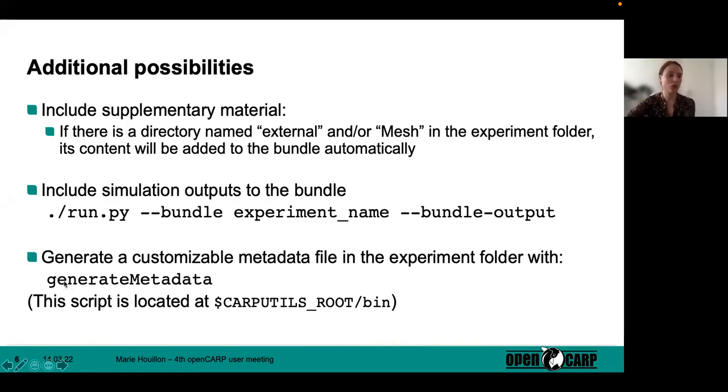In order to do so, you can use a CARP utils script called generate metadata. If you use this script in your experiment's folder, then the metadata file will be created. You can modify it, and when you create the bundle, this metadata file will be added. If you followed what Kari presented before, this script should be in your path, and you should just have to write the name of the script to execute it.